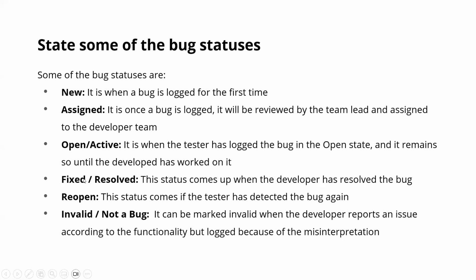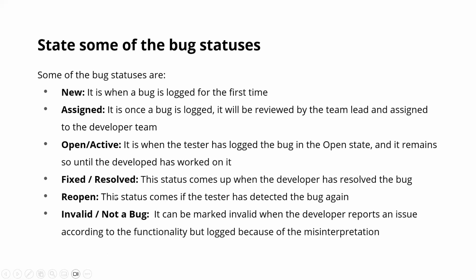So it will start with the new state. It is when the bug is logged for the first time. Then we have assigned. We have logged the bug and assigned it to a member. We have open or active. It is when the tester has logged the bug in the open state and the development team is working on it, guys. Fixed or resolved, guys. It means the development work is completed. Now it is assigned to the QA team to retest it.